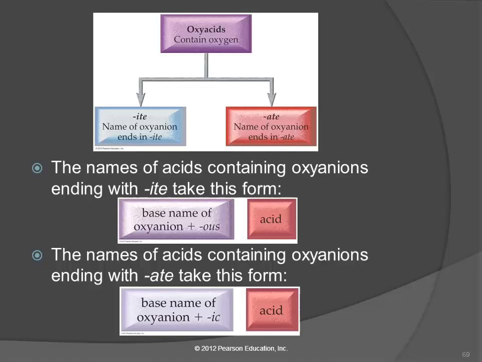So we look at the name of the oxyanion, and that forms the basis for the name of the acid. If the ending of that oxyanion is "ite," then we get "us" as the suffix. If it's "ate," we get "ick." You're like, how am I going to remember that?